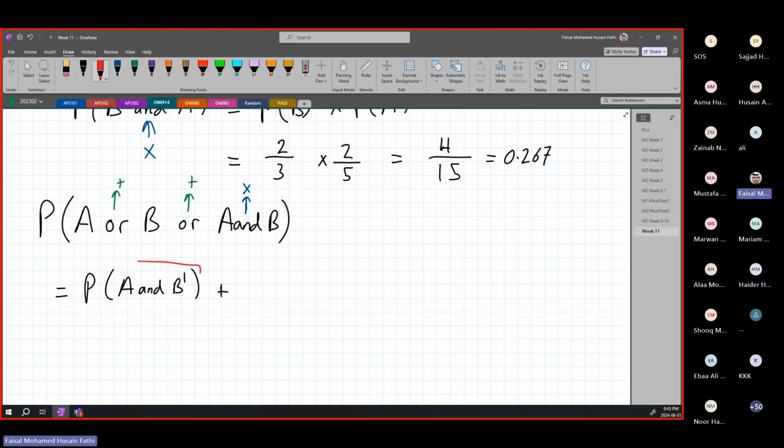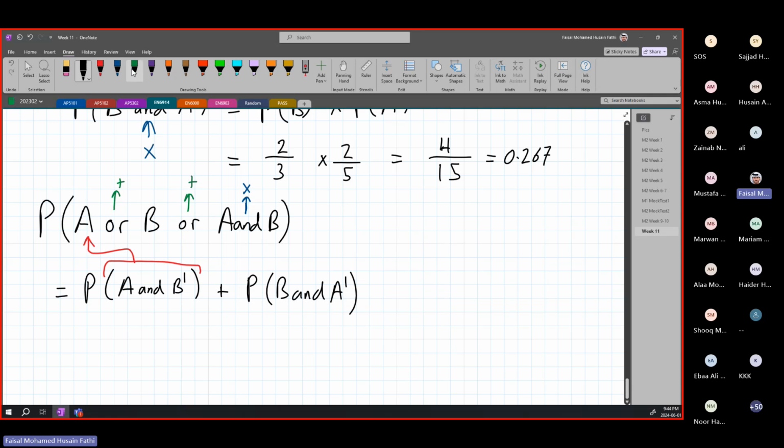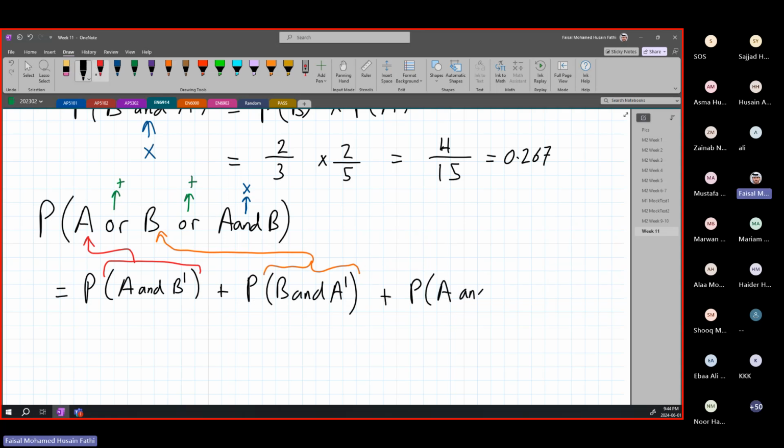So this is for the first part, because we want either A, meaning only A happening, plus P of B and A not happening. Okay, so this is for the second part. Then, or P of A and B.